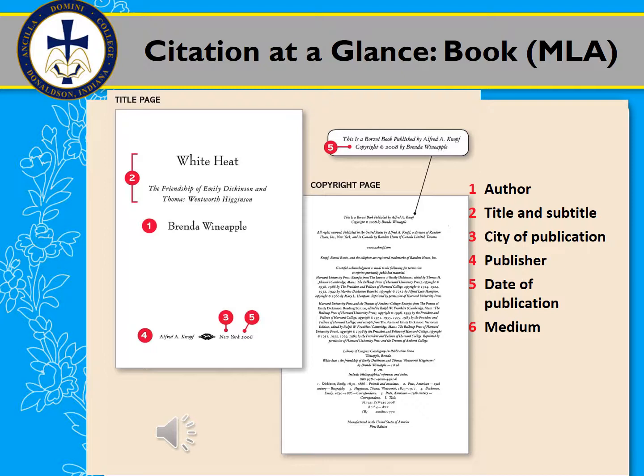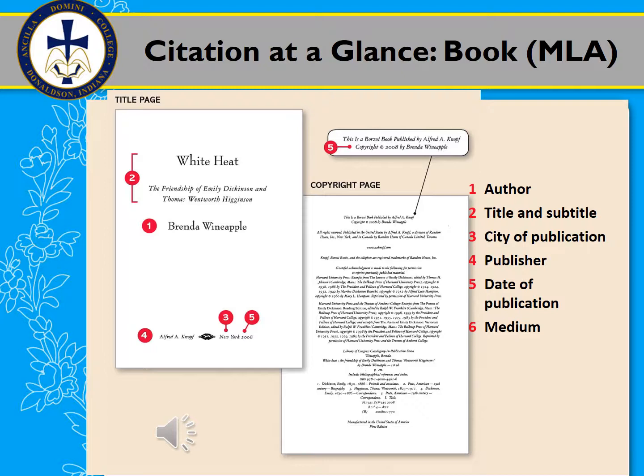That will basically provide all the information you would need if you're looking to make that works cited or references listing. This being MLA, they have it labeled for that. You can see where the author's name is, Brenda Wineapple, and then the title and the subtitle. Something a lot of students don't get immediately is the need to put the city of publication and the publisher. We can see down on the title page that it's in New York.